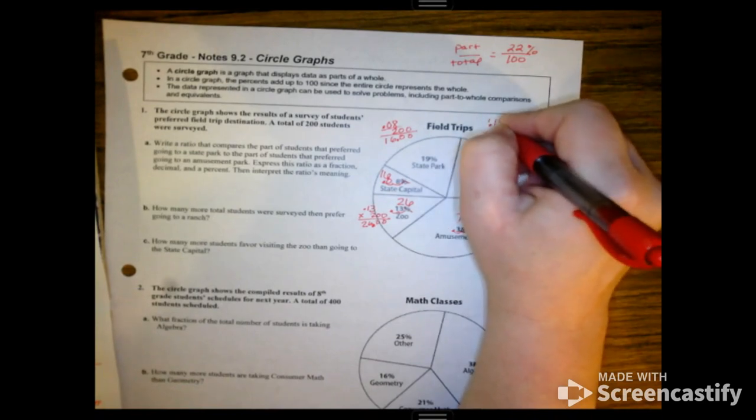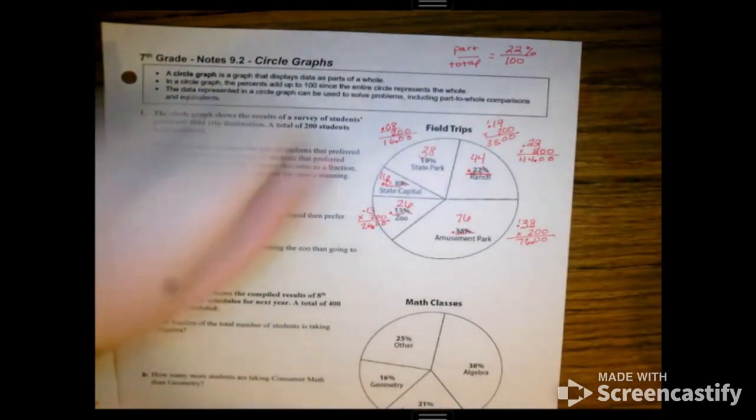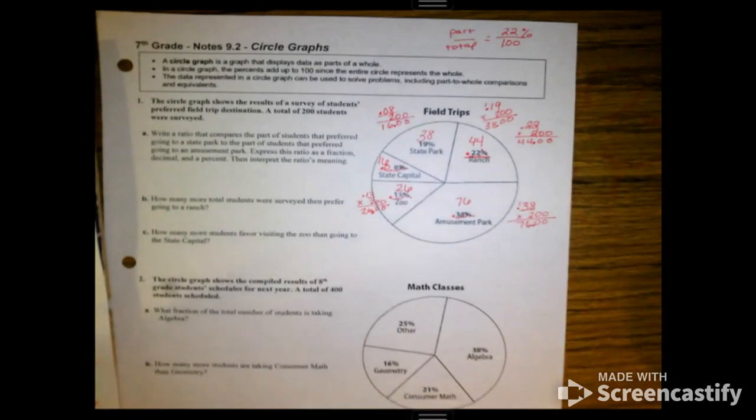But some people, it just helps them to see it as part over total equals percent over 100 for some reason. No, we got to add them all up then. Okay, why would you add them up? Well, we know what our total is, right? What is our total? 200. But is it a good idea to add them all together? Yes. Why? To check our work, okay?